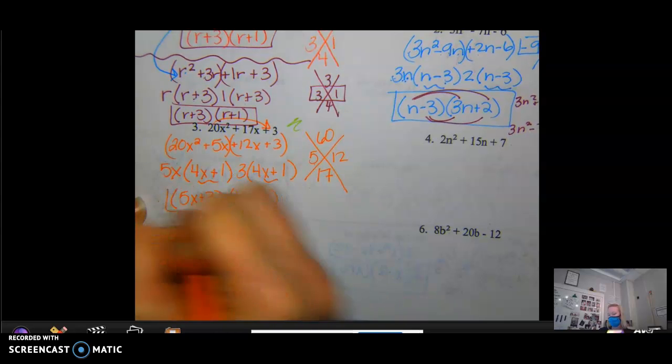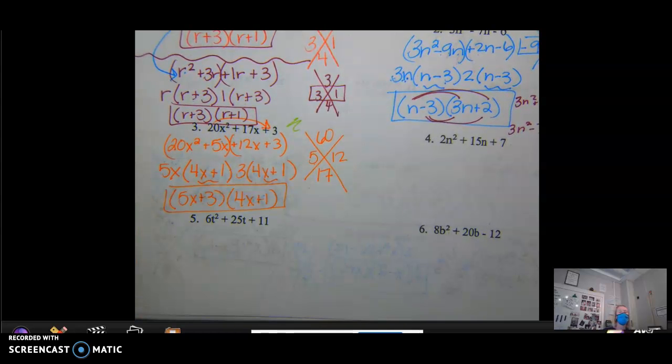And again, order does not matter. I could have the 4x plus 1 first, the 5x plus 3 second. And then that is that. Thumbs up. I'm pretty good at this. Thumbs down. I am struggling hardcore on this. Thumbs sideways. I'm getting there.